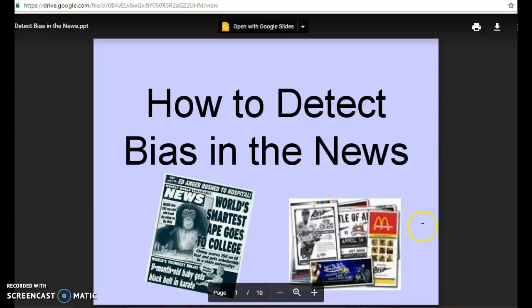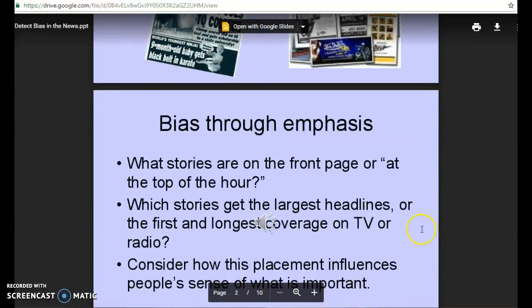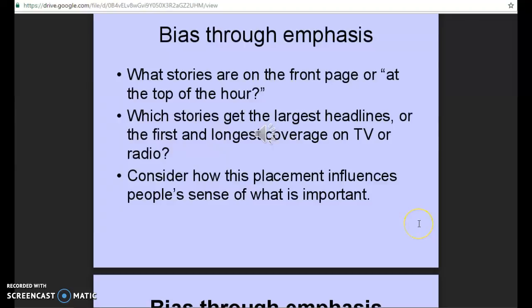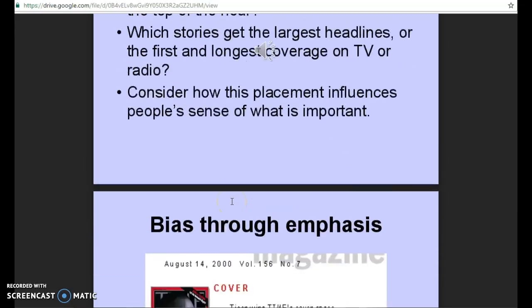How to detect bias in the news. The first form of bias we will look at is bias through emphasis. What stories are on the front page or at the top of the hour? Which stories get the largest headlines or the first and longest coverage on TV or radio? Consider how this placement influences people's sense of what is important.